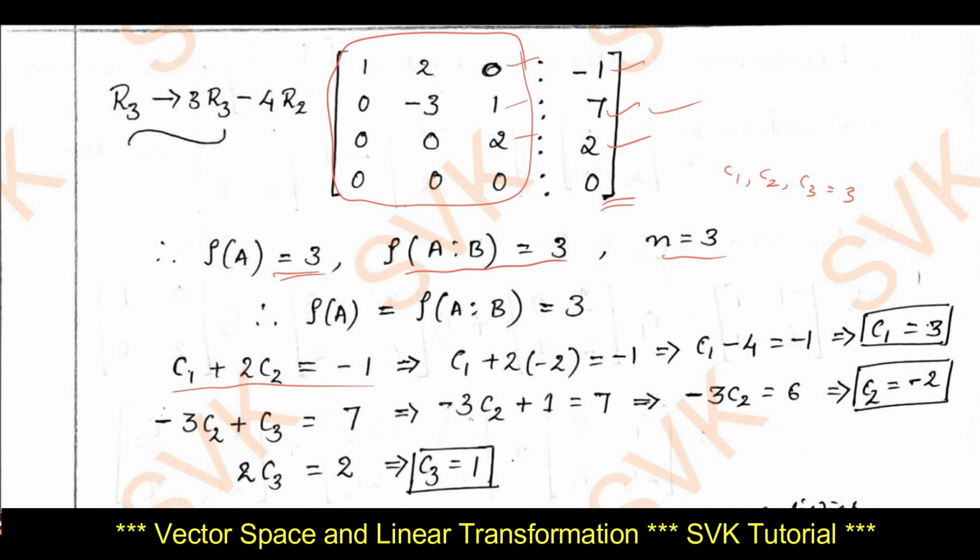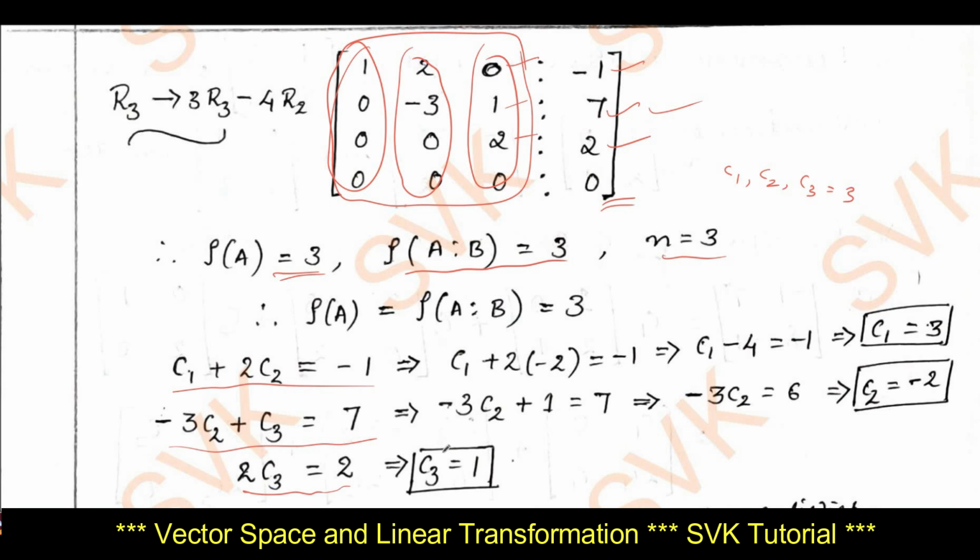Similarly, from the second row, minus 3C2 plus C3 equals 7. The first column values are multiplied by C1, the second column by C2, and the third column values by C3, and we add all three. So that is what we have got, the system of three equations. Solving this system of equations, from the last equation I got C3 value as 1.